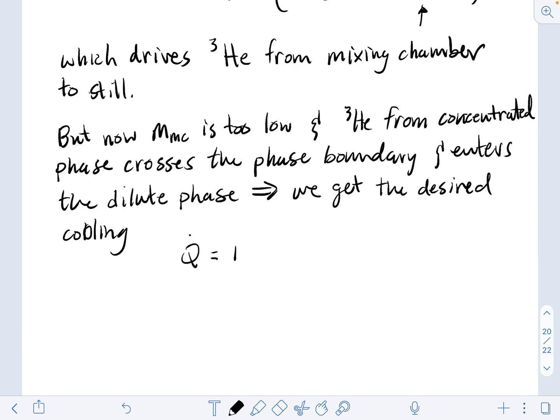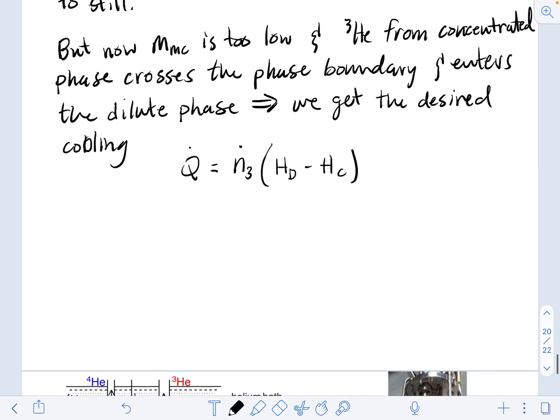In which Q dot is equal to the rate that helium-3 crosses the phase boundary times this enthalpy difference between the dilute and concentrated phases. Okay, good. So the last step is, or the last thing to note, I think this is step 6 in my list.